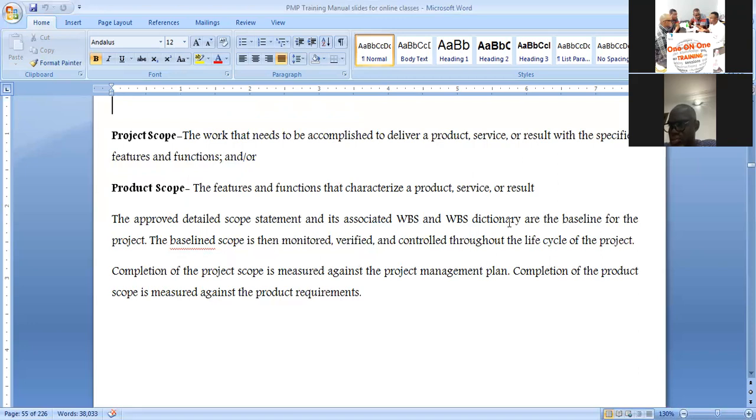What is expected of us to do? What should we do? What are the things that are required from us to be able to satisfy our stakeholders' needs? All these are modeled into the project scope.